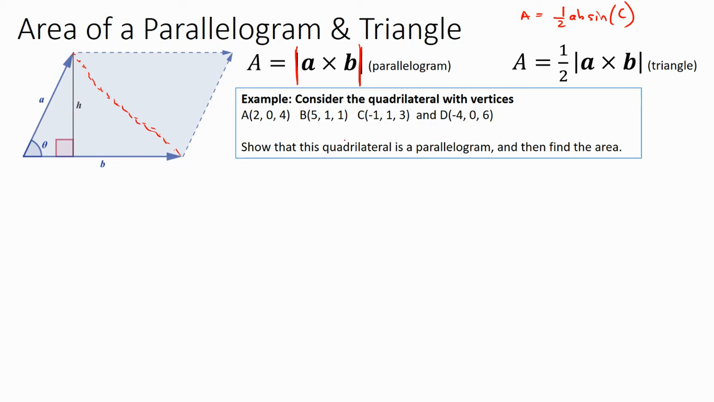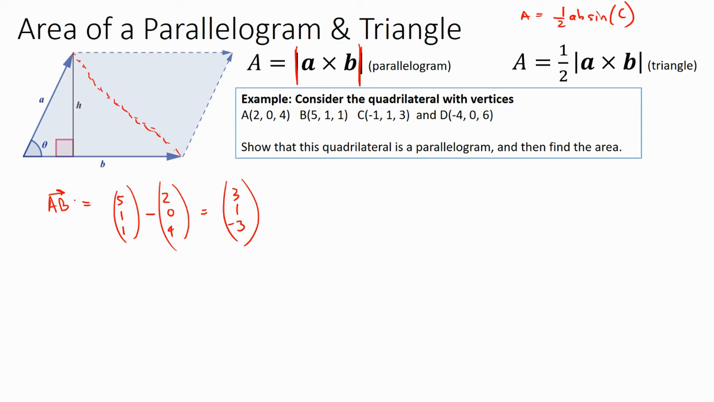So consider a quadrilateral with these coordinates. We could show that this is a parallelogram first, and then we could find the area. So let's do it. How do we show that it's a parallelogram? Well, we find all of these. So AB is 5, 1, 1 minus 2, 0, 4. So that would be 3, 1, negative 3.